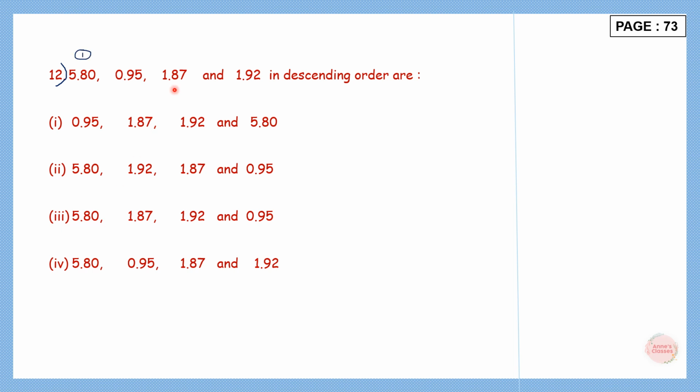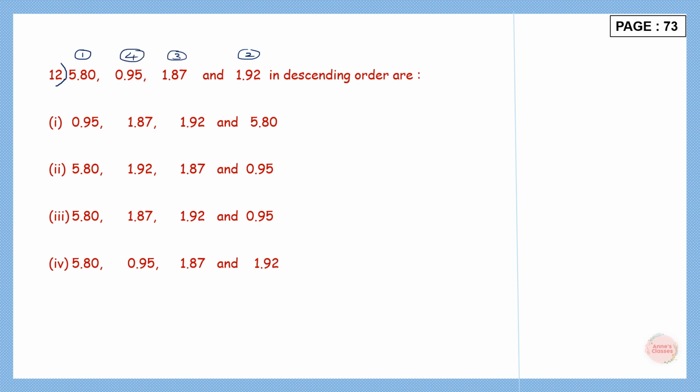Then what do we have? We have two numbers starting with 1. In this, which is the bigger one? Now the first number is 1. So we go to the next one. 8 and 9. Which is the bigger one? 9 is the bigger one. So this should come second. This is third and this is fourth.